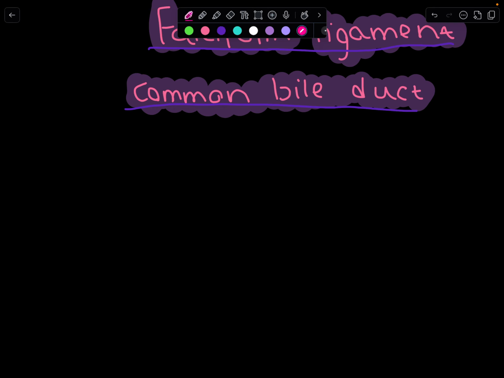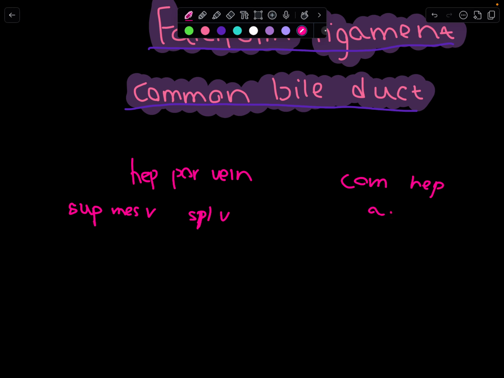The hepatic portal vein carries nutrient-rich, oxygen-poor blood from the digestive organs, stomach, intestines, spleen, to the liver for processing. It's formed by the union of the superior mesenteric vein and splenic vein, delivering about 75% of the liver's blood supply. The common hepatic artery, a branch of the celiac trunk, supplies oxygen-rich blood to the liver, contributing the remaining 25%. It arises from the aorta via the celiac trunk and feeds the liver, gallbladder, and parts of the stomach and pancreas.